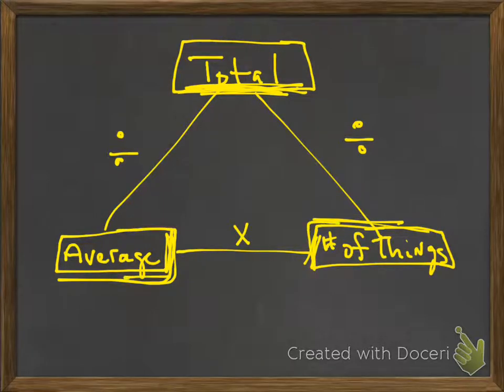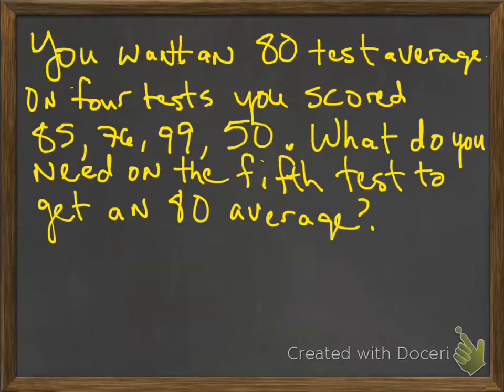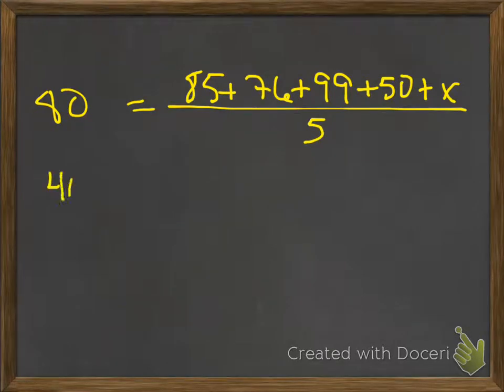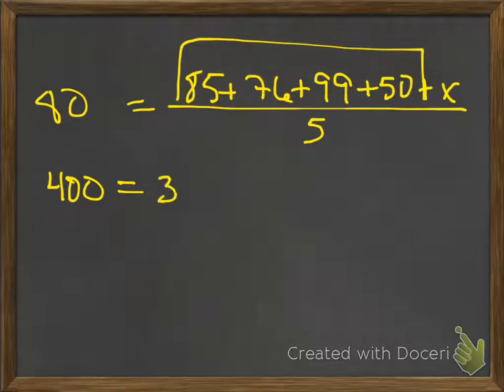Then I can multiply those and get 80 times 5 is 400. Then I can go ahead and add up the rest. That's 310. And just like that, it looks really easy to figure out what you need to get on that test. Now you need to get a 90.